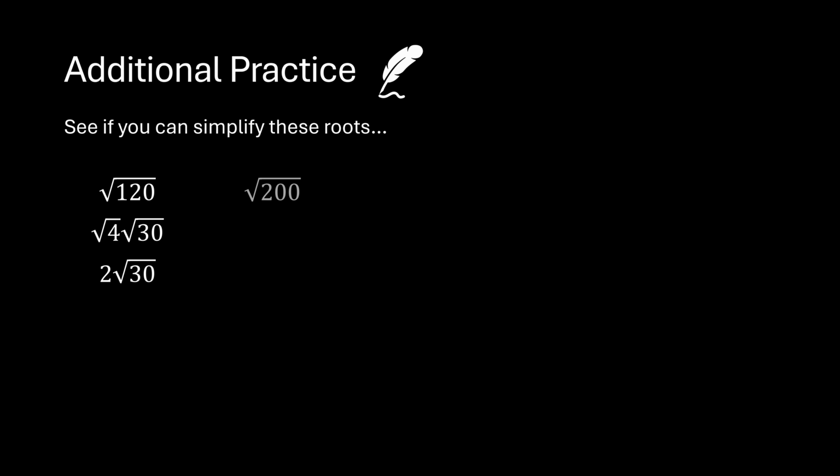Let's try square root 200. Square root 200 is the same as 100 times 2 as roots. Root 100, root 2. And then let's change root 100 to root 10. 10 root 2. Square root 108. That's square root 36 times square root 3. And square root 36 is 6 root 3.